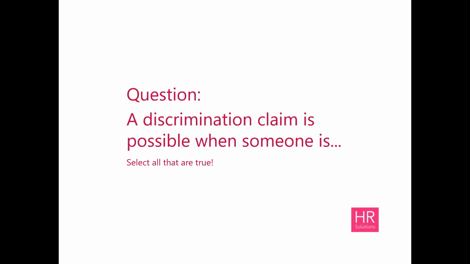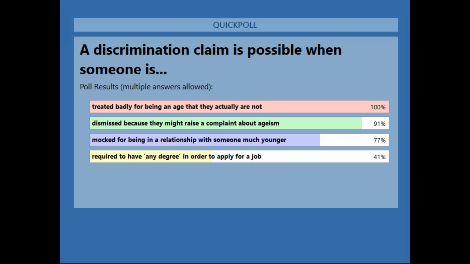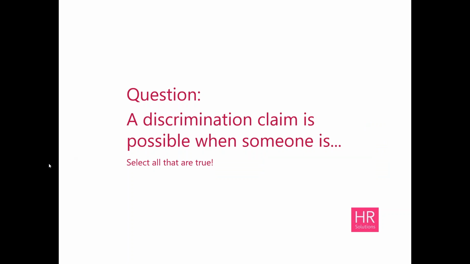Okay, great. So let's close that and share what we think. Everyone's put that the top one is a possible discrimination claim. Most people are thinking that if someone's dismissed because they might raise a complaint about ageism, it is possible grounds for a discrimination claim. Just over 3/4 think that it's possible to claim discrimination if you're mocked for being in a relationship with someone much younger, and about 40% on the last one. Okay, great. So I'm just going to hide that and show you the answers. They're actually all true, and we got quite a heavy weighting for most of them. So I think we've done pretty well there as a group today.